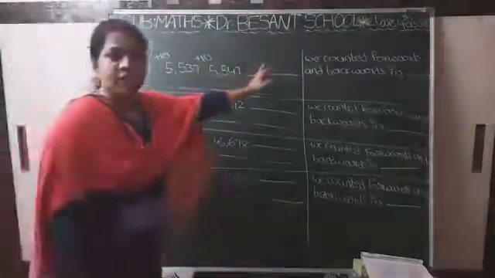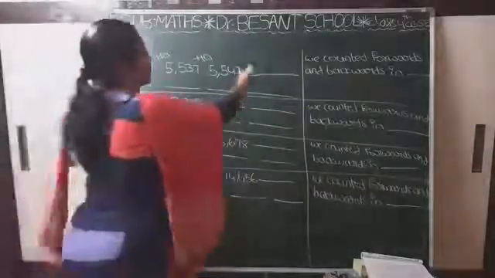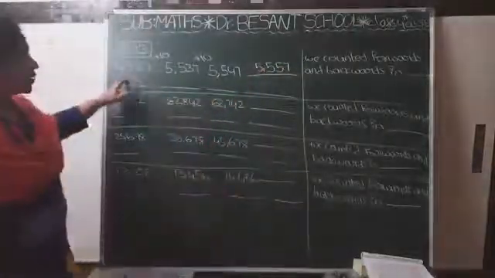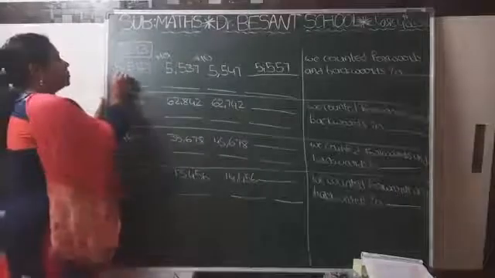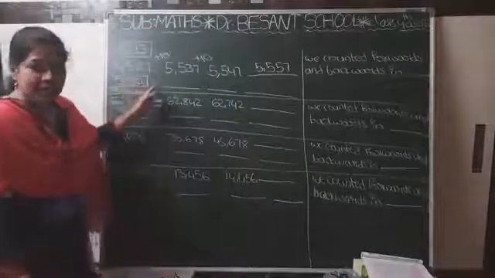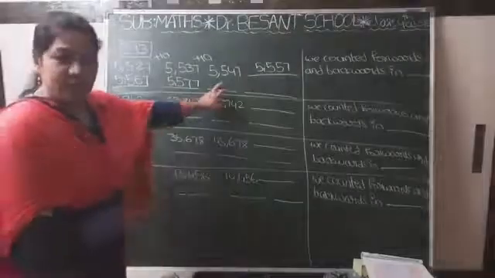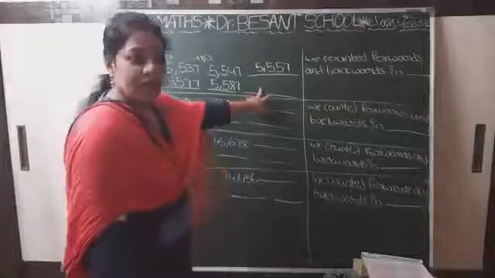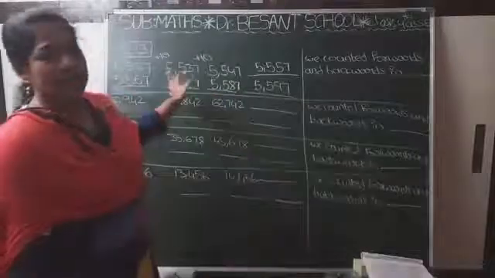What will be the next term? 5547 plus 10 is 5557. The next term is 5557 plus 10, which is 5567. Next one, 5567 plus 10 is 5577. Plus 10 means 5587. What will be the next term? 5597. Okay, all these are the required terms here.